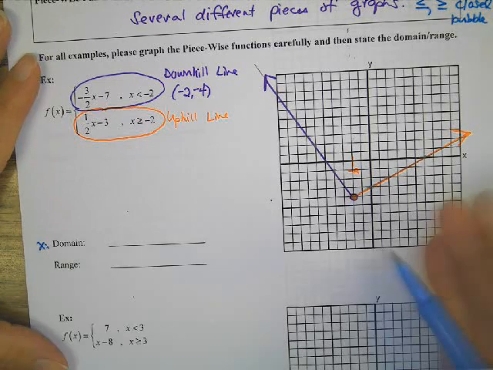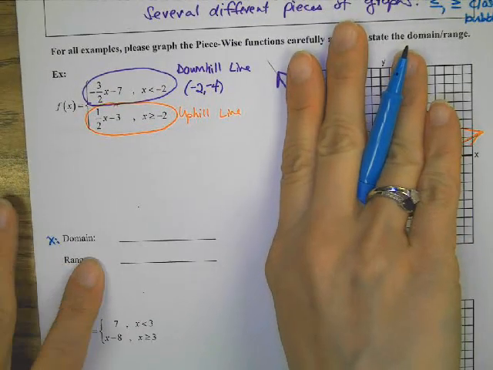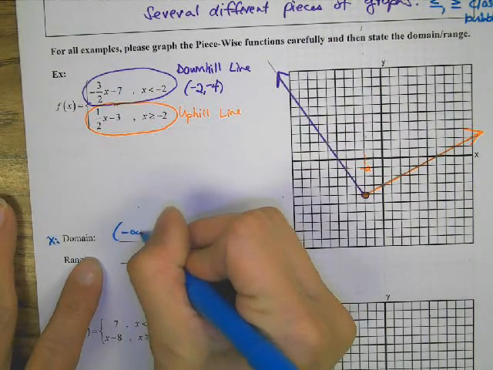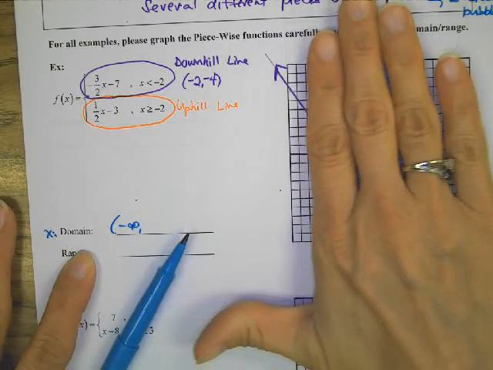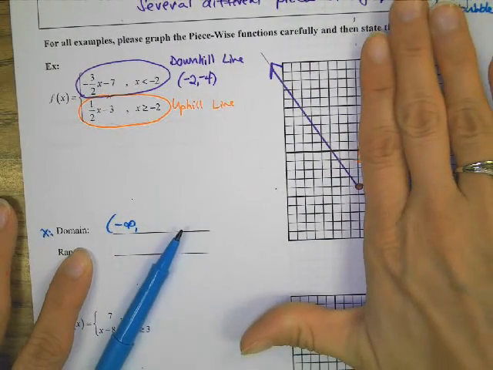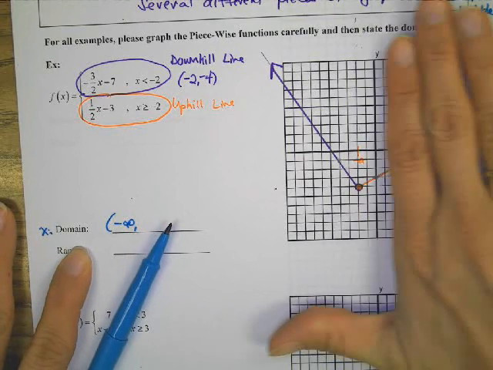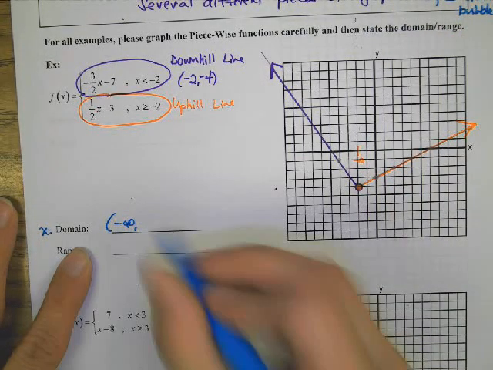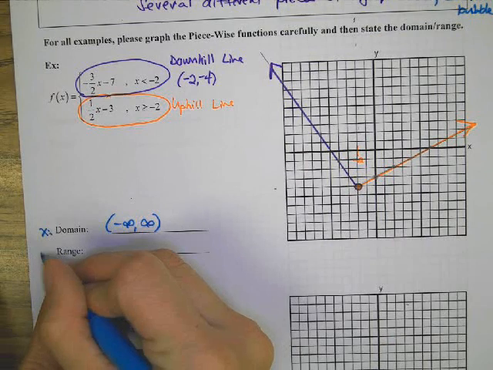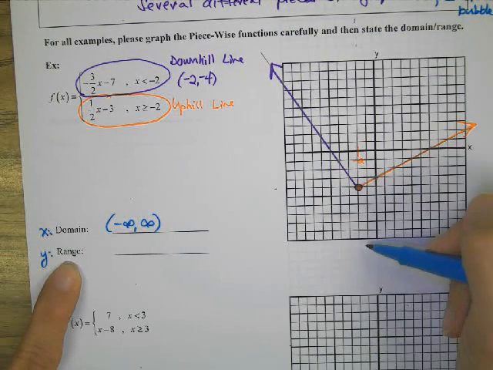-infinity. And we go all the way, oh, should we stop there? Nope, that got filled in. All the way to infinity. How about the range? The smallest y number being used is -4 with brackets, all the way up to infinity.